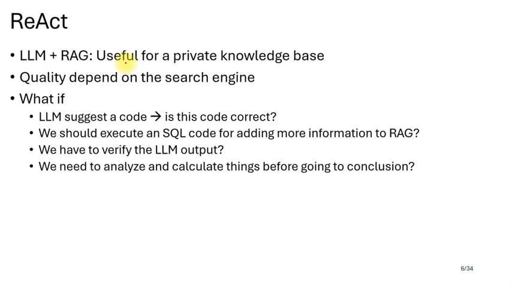For ReAct, let's first remind ourselves about the LLM and RAG. The LLM is originally trained on a public dataset. It has no information about the private dataset. But thanks to RAG, we can convert the LLM into a useful AI model for our private knowledge base. The quality of RAG and the LLM strongly depends on the search engine. If we can search good content, then RAG is useful. But if we retrieve bad content, then the entire system is bad.